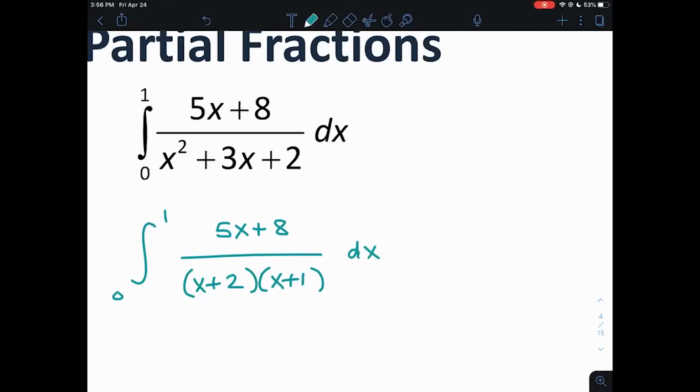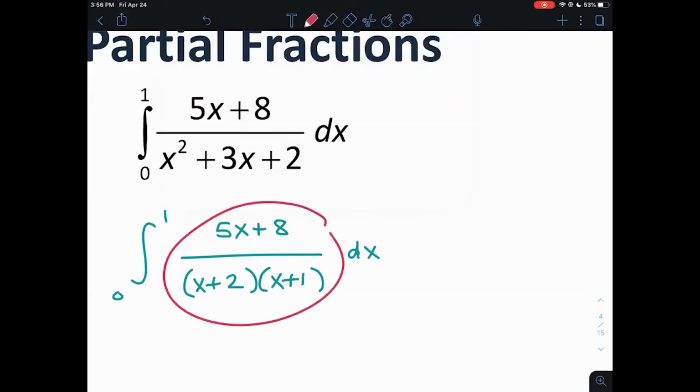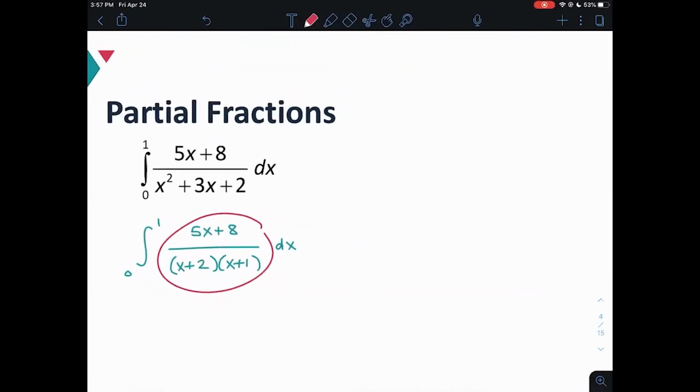Now the theory here is that if I had this expression, let me change colors. If I have this expression, I could have created that by adding two fractions together. One that had a denominator of x plus 2 and one that had a denominator of x plus 1. I could have started with two different fractions and added them together. So I'm going to go off to the side and we're going to figure out what those two fractions were. That's the idea of partial fractions.